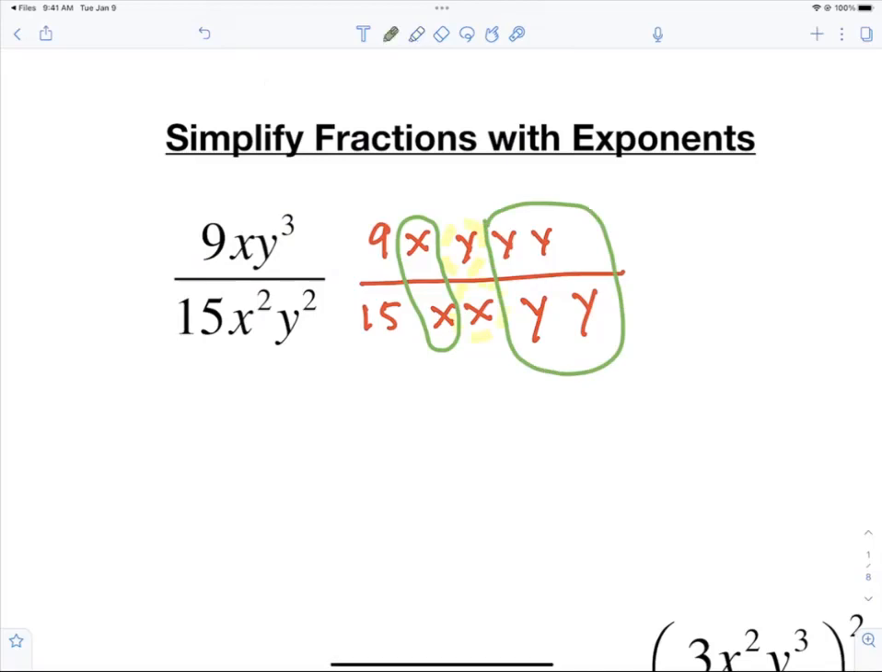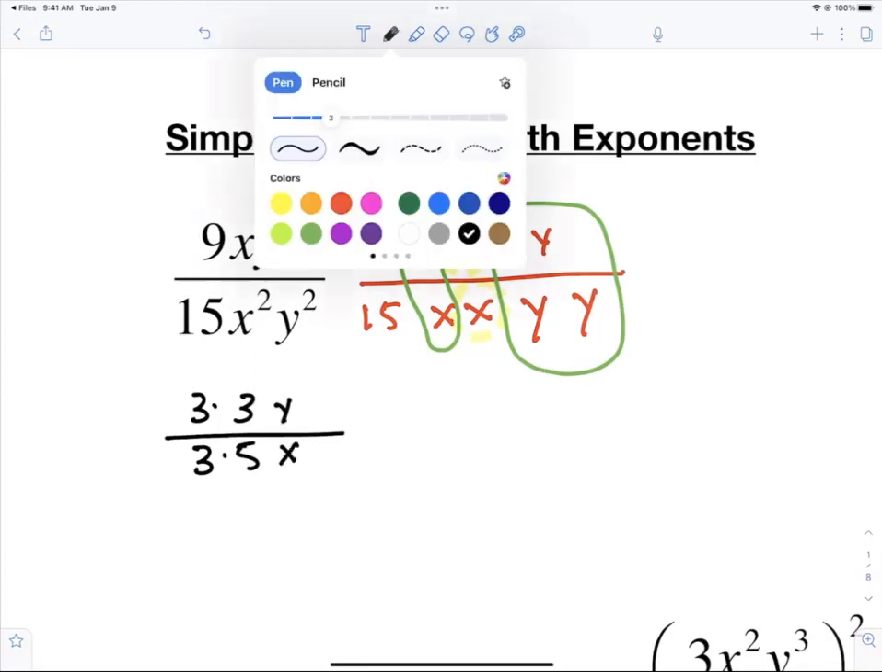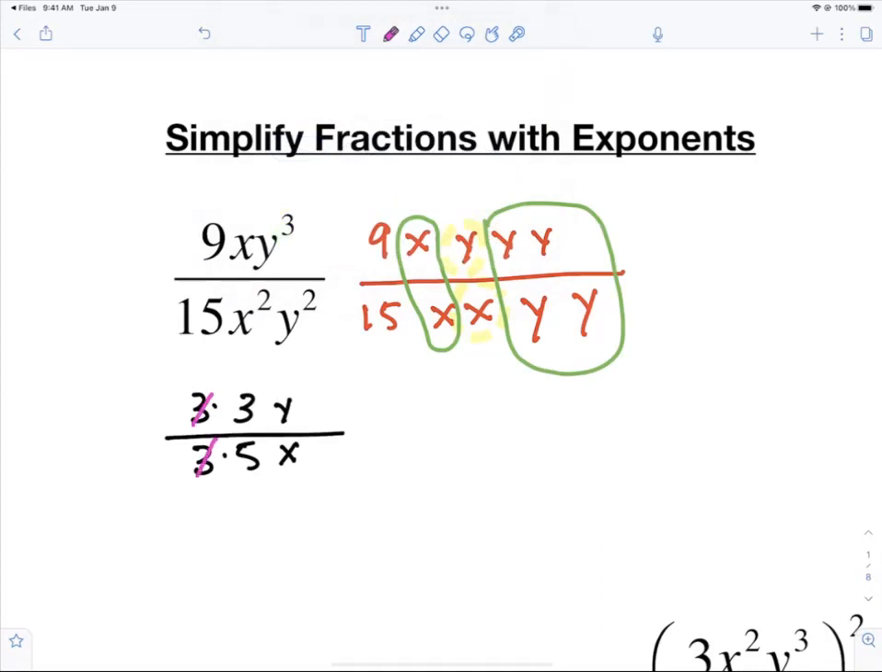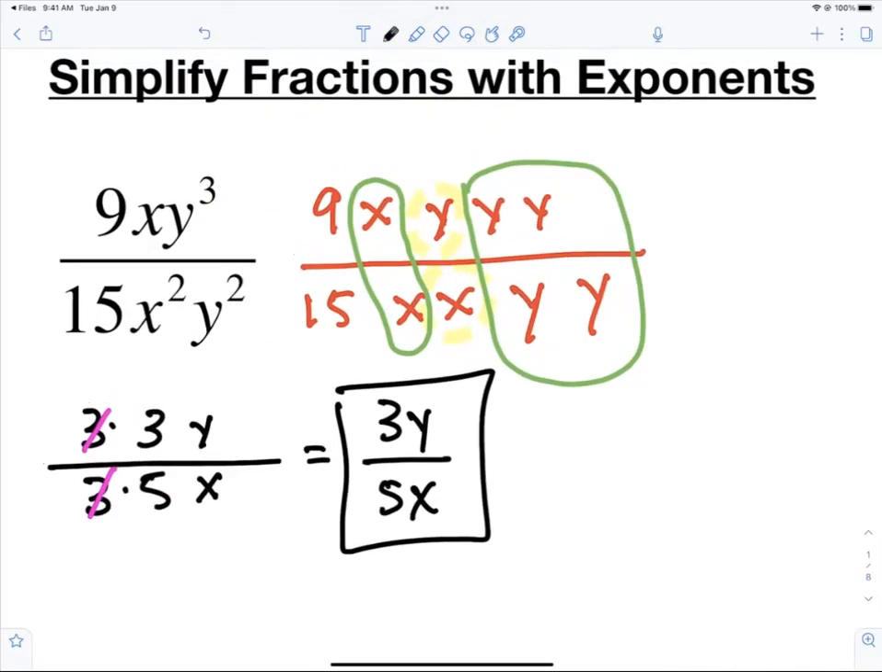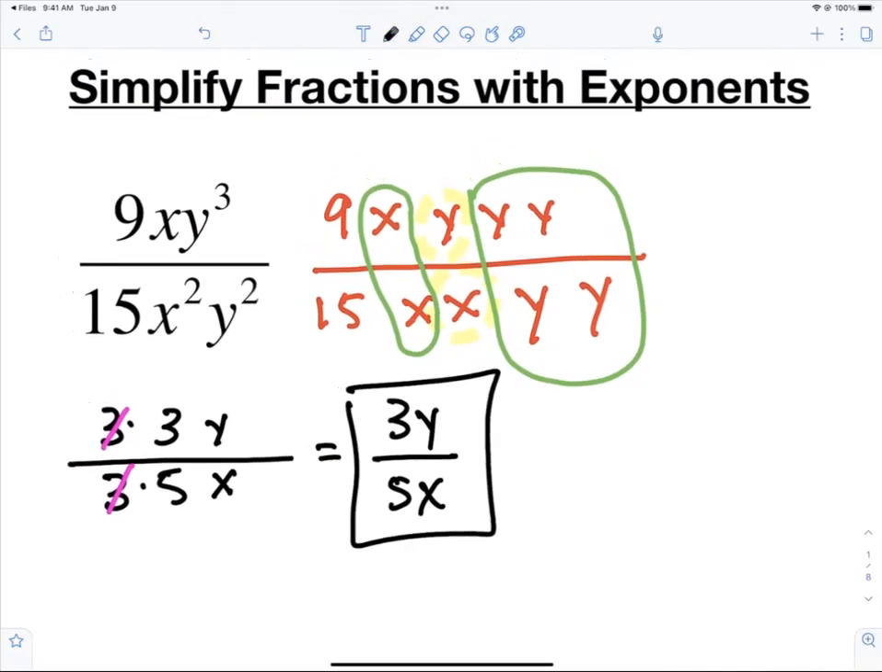And then 9 and 15 both share 3. So 9 is 3 times 3. 15 is 3 times 5. I've got 1y left on top, 1x left on the bottom. I divide out the common 3. So this expression becomes 3y over 5x. And I didn't use exponent properties with this. I just wanted you to see everything all mapped out just as a little review.